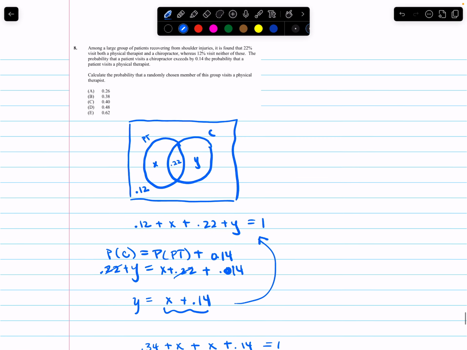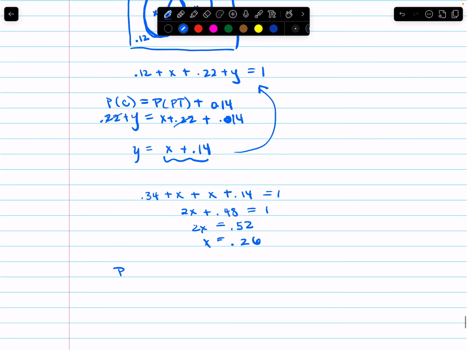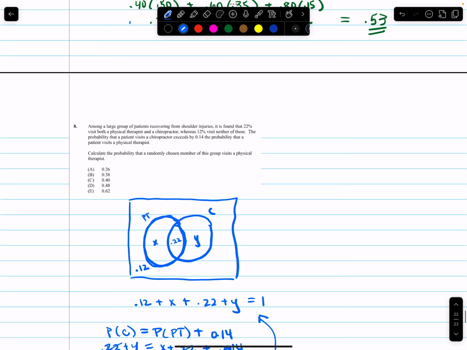And what do we ask to find? Physical therapist, which is going to be the sum of X plus 0.22. So the probability of physical therapist is 0.26 plus 0.22, or 0.48. Our answer is D.